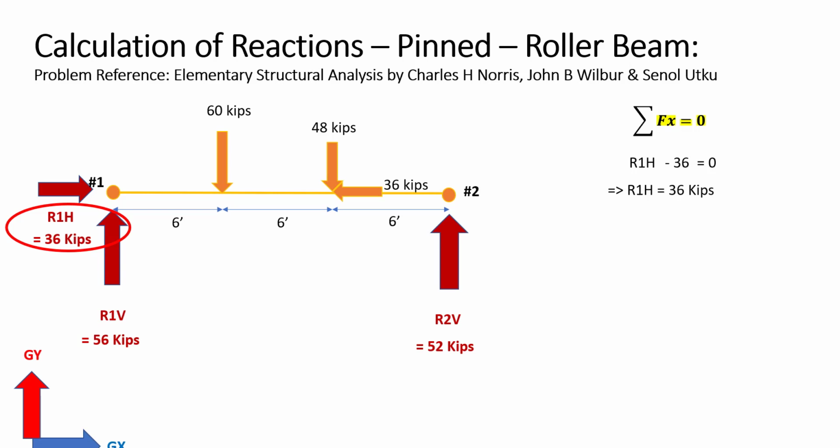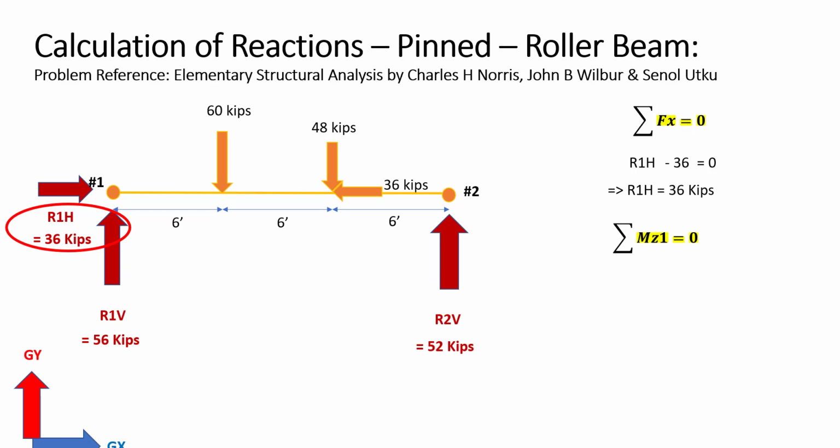Now what we do next is solve for the condition that the moments of the applied and the reactive loads about point number 1 about the z-axis is 0. We can see that the moments due to R1V, R1H and the applied load of 36 kips need not be considered because they would act through node number 1, and thus there would be no lever arm, and thus they cannot create any moment.